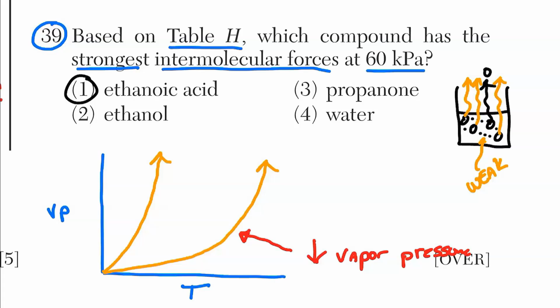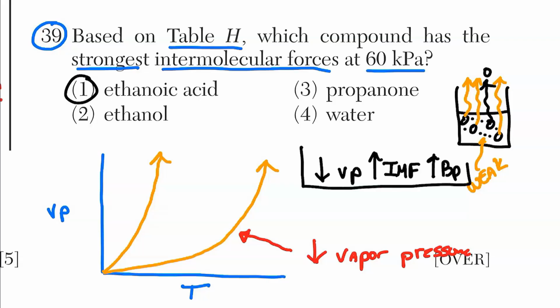In any case, you should also know that the lower the vapor pressure, the higher the strength of the intermolecular forces, and therefore the higher the boiling point. That relationship you should have down. And the opposite is also true. If you have high vapor pressure, like propanone over here, you would have weak attractive forces, and you wouldn't need a lot of energy to match the atmospheric pressure, so your boiling point would be low. Any case, 39 is 1, on to number 40.